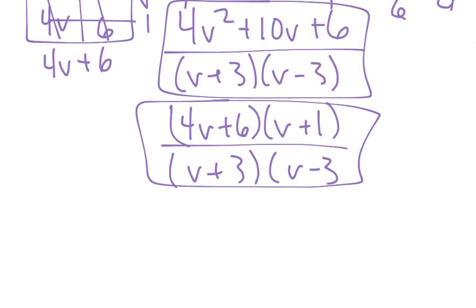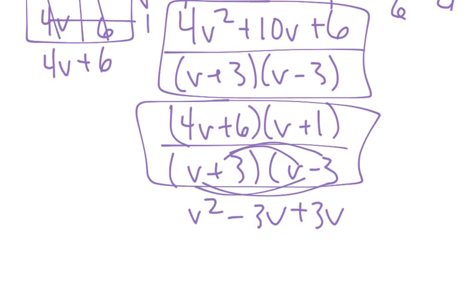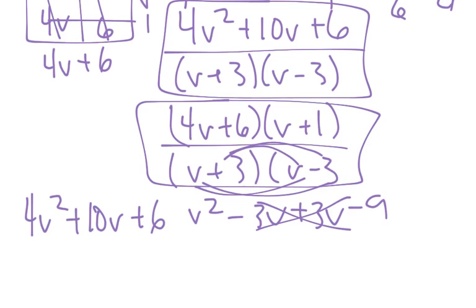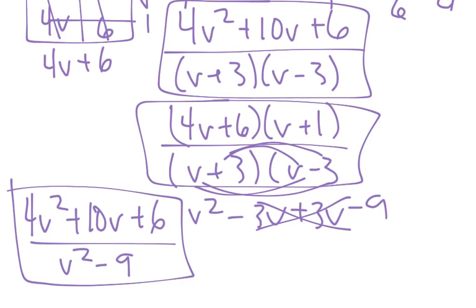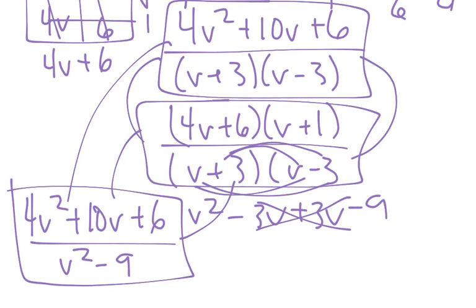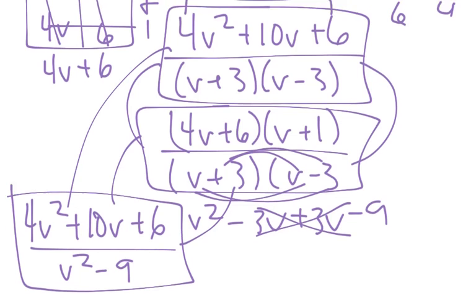And the third way would have been to multiply that. So v squared minus 3v plus 3v minus 9, which those cancel out, so we get v squared minus 9. And you could have written it 4v squared plus 10v plus 6 over v squared minus 9. Okay, 3 different ways we can write it. They all mean the same thing. So, by all means, pick which one you liked and use it.